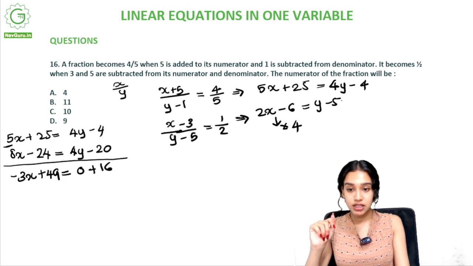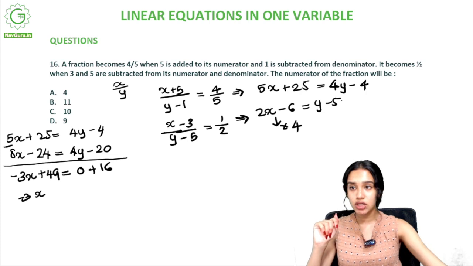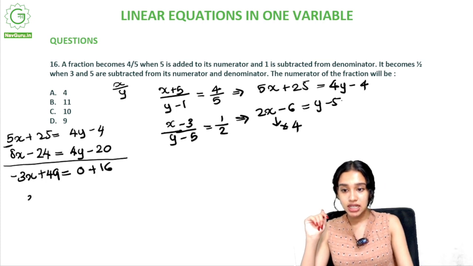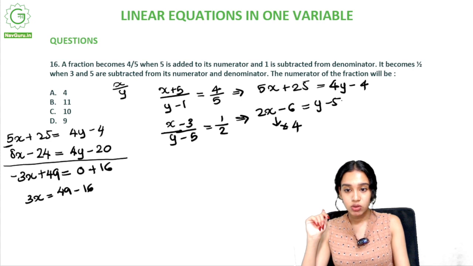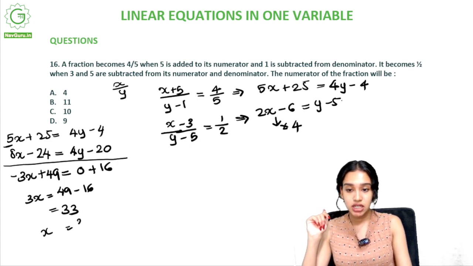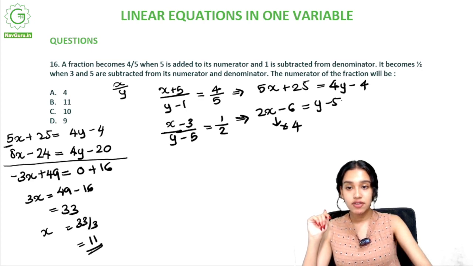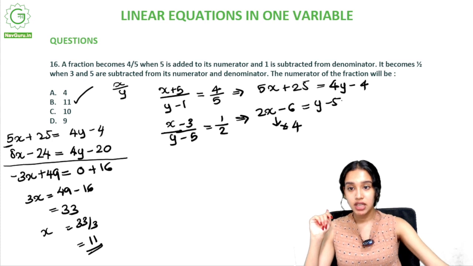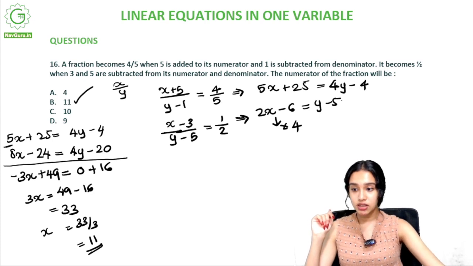So we will get minus 3x, or we could take 3x to the other side, so that 3x would become positive. So this becomes 3x is equal to 49 minus 16. What is 49 minus 16? It's 33, and x becomes 33 by 3, which is equal to 11. So here we got the answer as 11. Now let's move on to the next question.